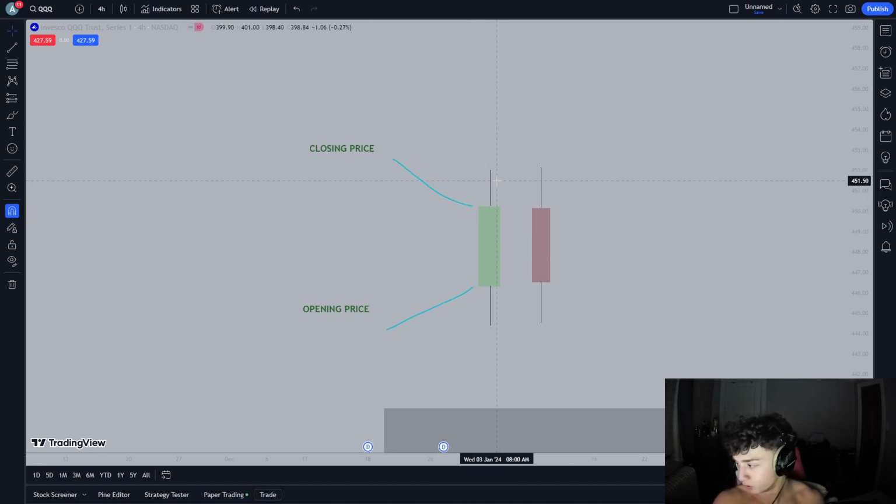Now you're probably wondering, what is this little wick? So this wick means that the candle opened up here. It pushed all the way up to here, right? So at one point, the candle was looking like this, let's say. And then as time went on before the candle closed, it ended up falling down and it closed there, let's say. So this was, for example, like a shit trail.